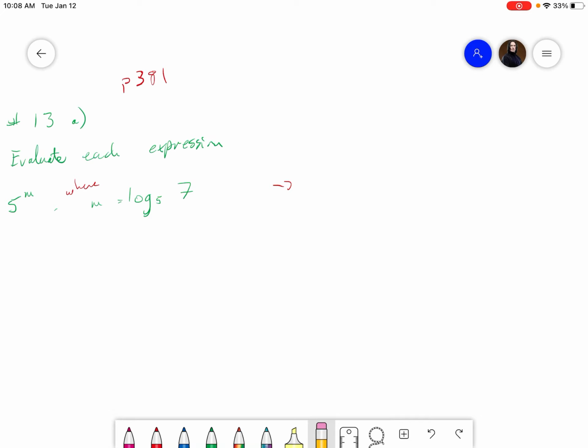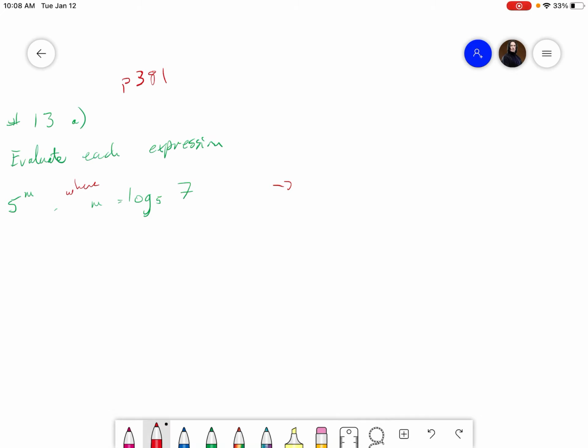Hi, everyone. Somebody asked me a question on page 381, number 13a. We're going to evaluate each expression, and it reads, we're going to evaluate 5 to the power of m, where m is equal to log base 5 of 7.